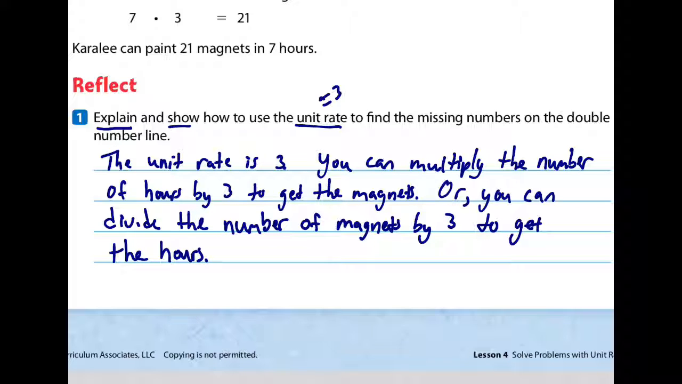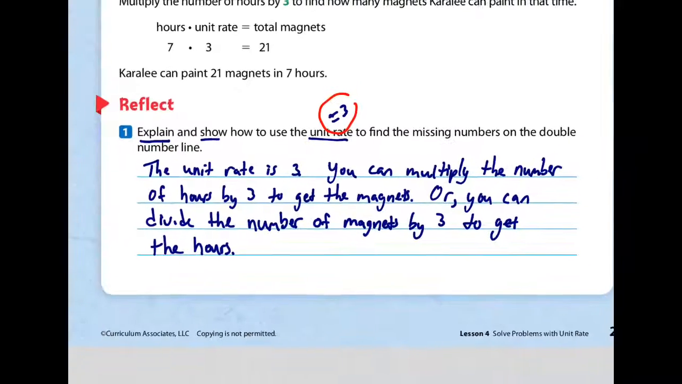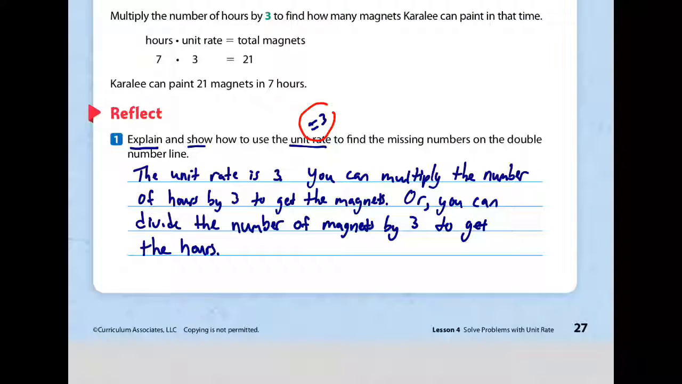Now, as you know, you don't need to have my exact words, but we want you to just see, if you know the unit rate is 3, how you can multiply by 3 or divide by 3 to find some of the numbers. All right, so you know you can pause this video to write anything down. You can rewind it to go back and make any corrections. But other than that, you are done with this video.